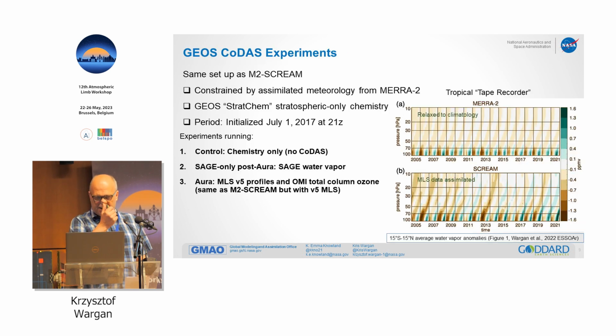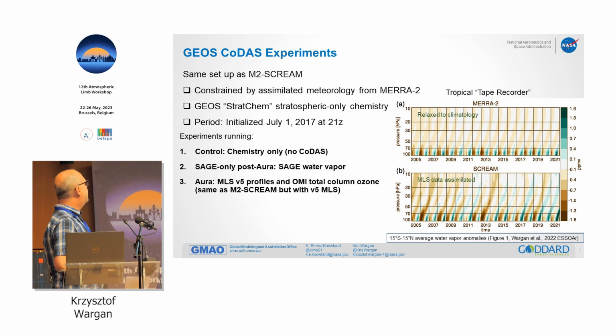So we have the following 3 experiments going. We'll have a control experiment where we don't assimilate anything. It's still constrained by meteorology from MERRA-2, but no assimilation of water vapor. We have a SAGE-only experiment where we assimilate SAGE III/ISS water vapor. And we have an MLS version 5 assimilation. So SCREAM reanalysis assimilates version 4.